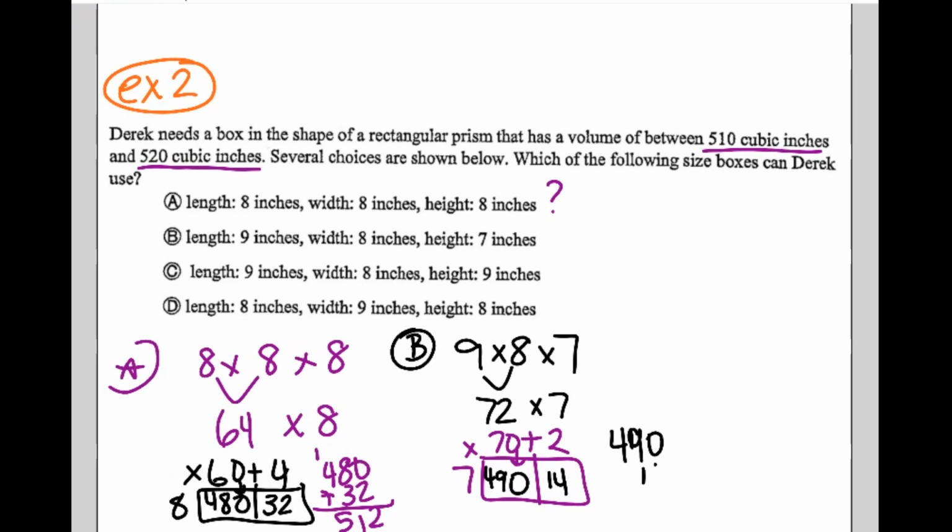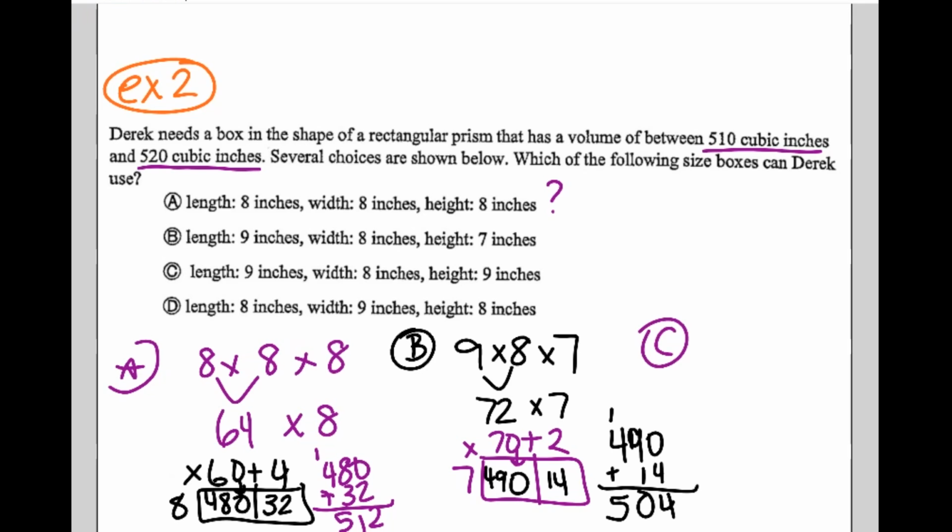490 plus 14. What do I get? That is going to give me, regroup. Oh man, that won't work for us. So since that won't work, let's go ahead and move on to the next one.